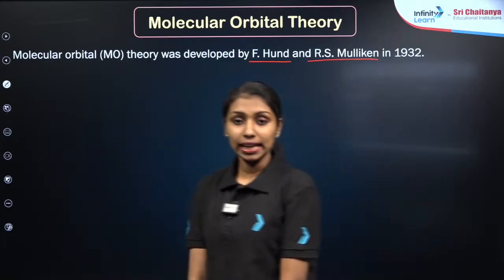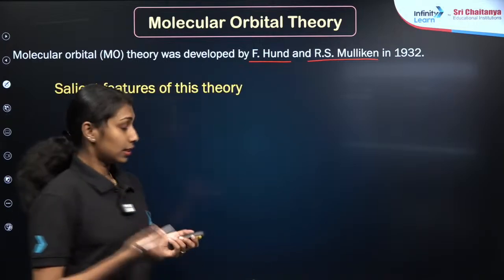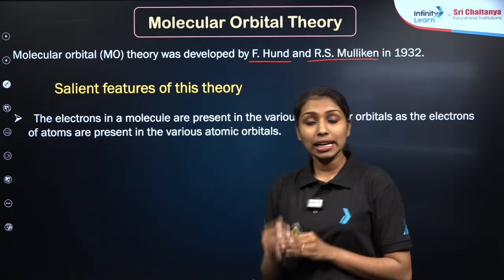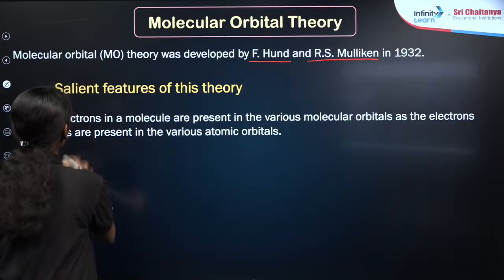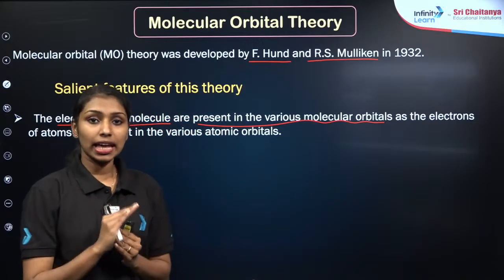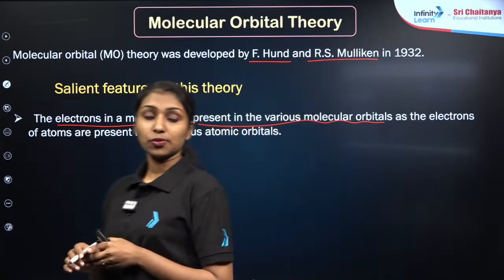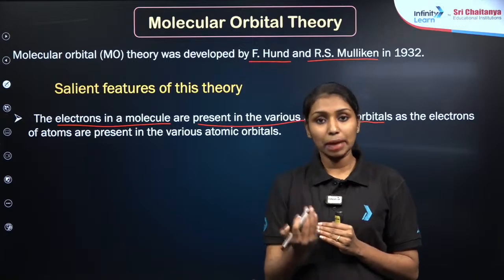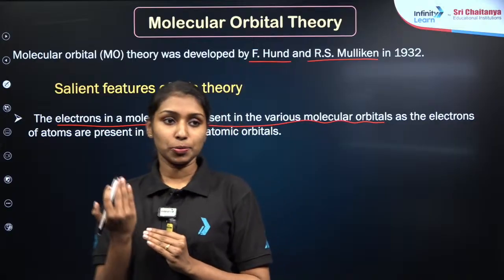As the name suggests, it is based on molecular orbitals. Whenever we are considering atoms, they contain atomic orbitals. Similarly, in the case of molecules, these orbitals are termed molecular orbitals. Electrons in a molecule are present in various molecular orbitals, as the electrons are present in the atomic orbitals in the case of an atom. This is the first speciality of molecular orbital theory. A term is introduced: the molecular orbital. The electrons are filled in the molecular orbitals as in the atomic orbitals.